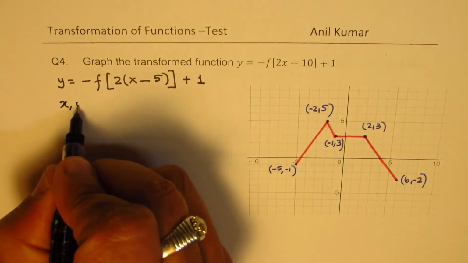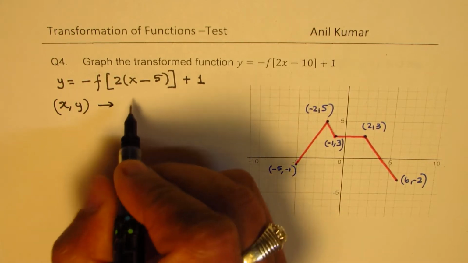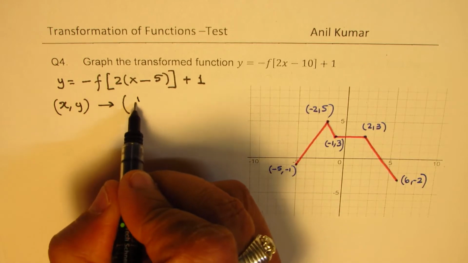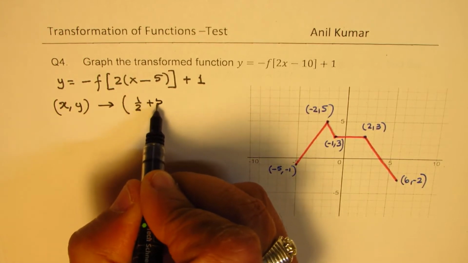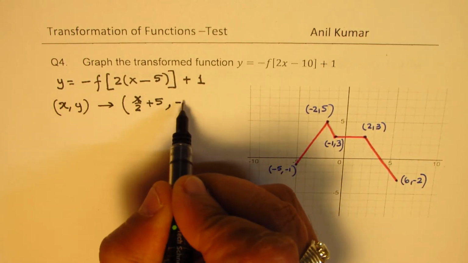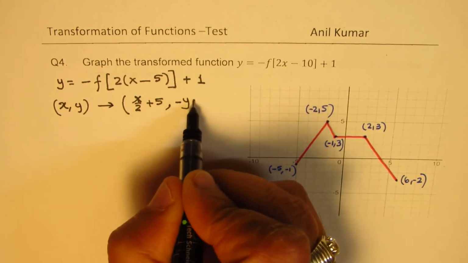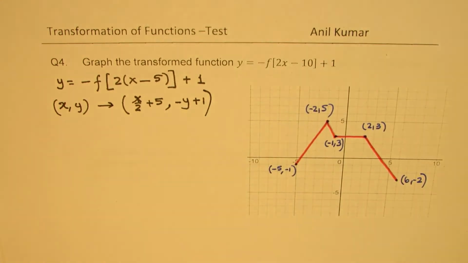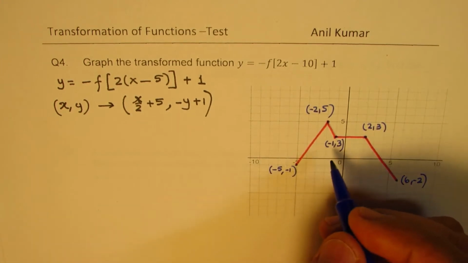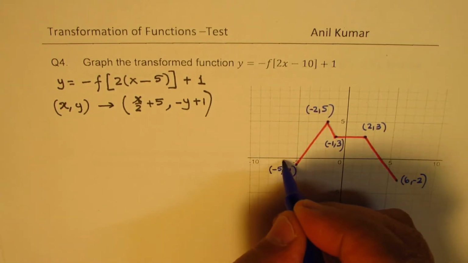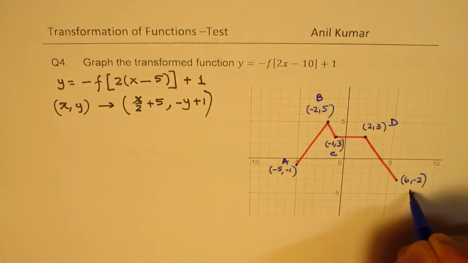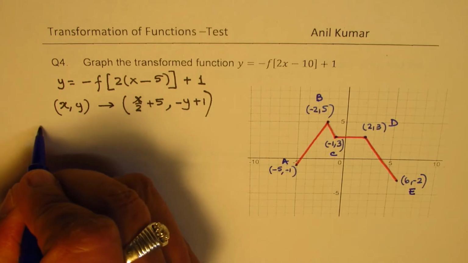So in general, any point which is xy will be now transformed to x values will become half, and then to them you have to add 5. So this is what happens to x value. For the y values, they'll become negative, and then to them you have to add 1. So that is the shift in the coordinate points. So now let's begin with our coordinate points A, B, C, D. Let's call them A, B, C, D, and E, correct? So let's write these coordinate points here.